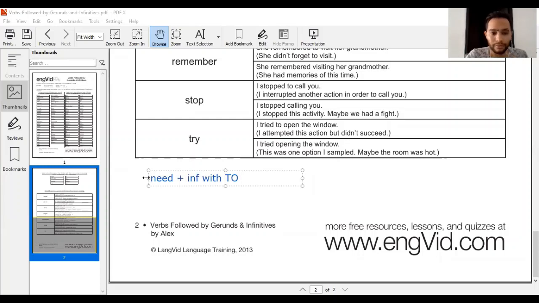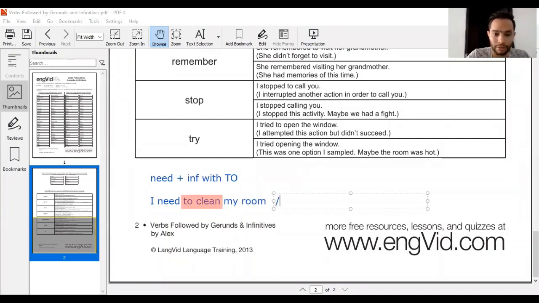But let's say, for example, let me give you an example straight away. I need to clean my room. Now take a look. Here in the example, we are using the pattern need to clean. So we're using the infinitive form, right? But what happens here if we do the following? Let me check it out over here.